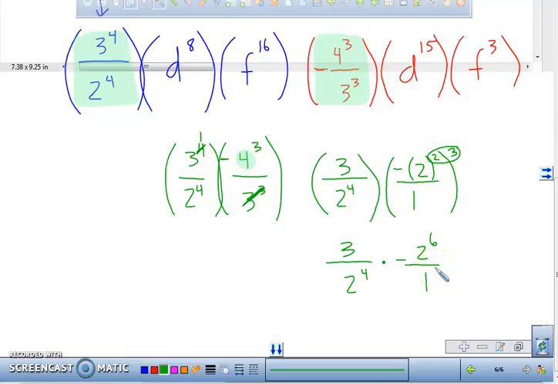Denominator. We're not done yet. We have 2 to the 4th. We have 2 to the 6th. What are we allowed to do with the 6 and the 4? Cancel them out, right? So what's 6 minus 4? 2. So all of that's canceled.